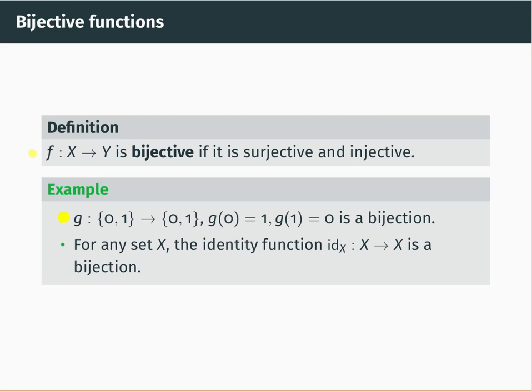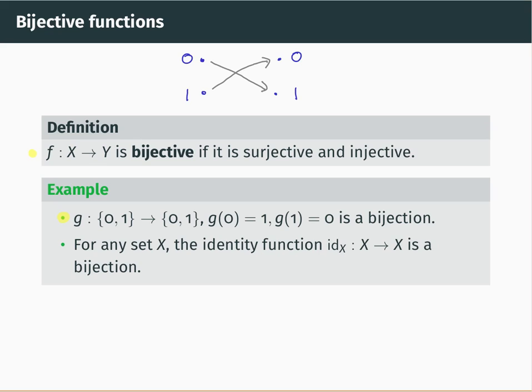Some examples are, the function g we met right at the start is a bijection. So g, the function with domain the set containing 0 and 1, and codomain the same set containing 0 and 1, such that g of 0 is 1 and g of 1 is 0, is a bijection. And we can simply draw this. Let's draw it to see what's happening. So here is the domain 0 and 1. Here is the codomain 0 and 1. And the rule for our function is that 0 goes to 1 and 1 goes to 0.